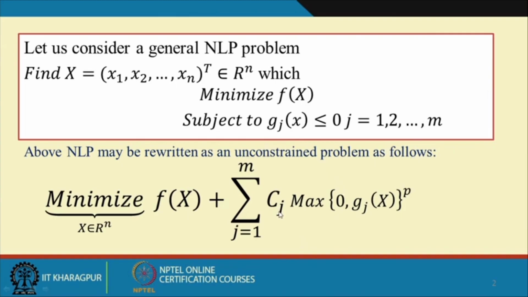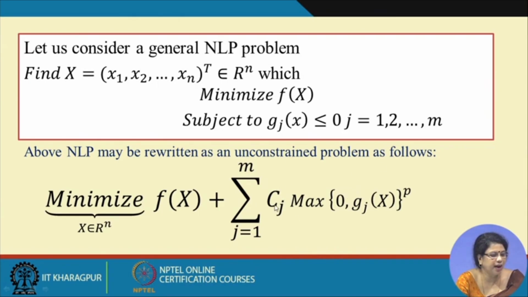Now, if we have more constraints, just like the Lagrange method, we will construct the unconstrained problem this way: minimization of f(x) plus summation of c_j times max of 0, g_j(x) to the power p. Now, p is a positive integer value here.